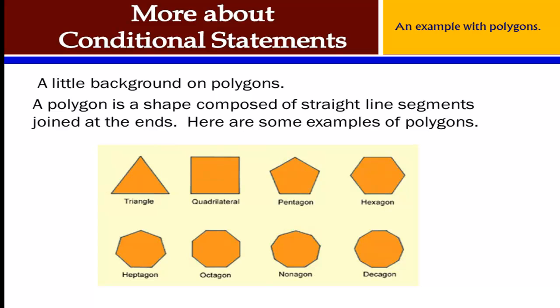Now the name of the polygon depends on the number of sides. Tri meaning 3, we have a triangle. Quad meaning 4, we have a quadrilateral. Pent means 5, pentagon, and so on.